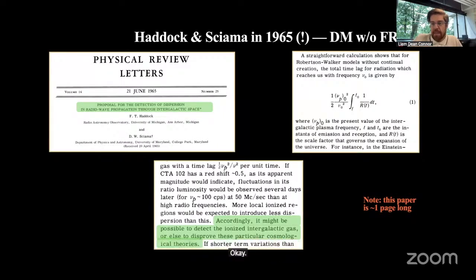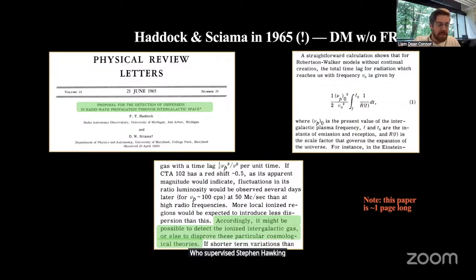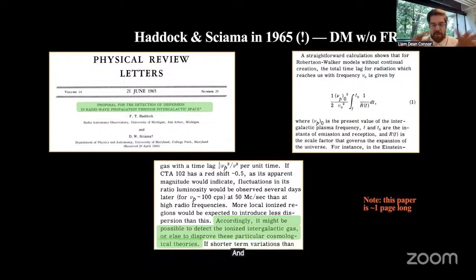Okay, going back to the intellectual history of dispersion before FRBs, this is a paper that I somehow missed in 10 years of working on fast radio bursts, or maybe I knew about it and forgot. Hayakawa, Sayama in 1965. This is the same Sciama who supervised Stephen Hawking and Martin Rees and David Deutsch and all these people. The paper is called Proposal for the Detection of Dispersion in Radio Wave Propagation through Intergalactic Space. And keep in mind, this is 2 years before pulsars were discovered.